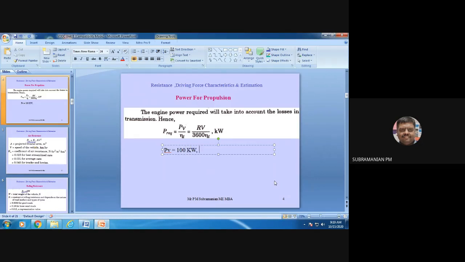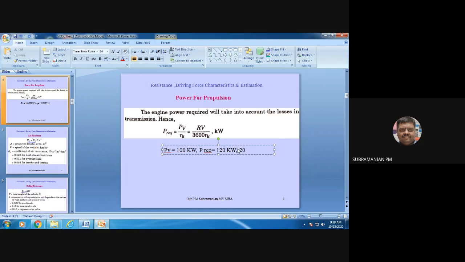But the power required, that is the engine power I can provide, say I can produce 100 kilowatt, then it will not be sufficient because some power is getting lost. So my engine power should be, say, 120 kilowatt. It should be more than PV. This 20 kilowatt is what? Lost in transmission. That is losses in transmission.